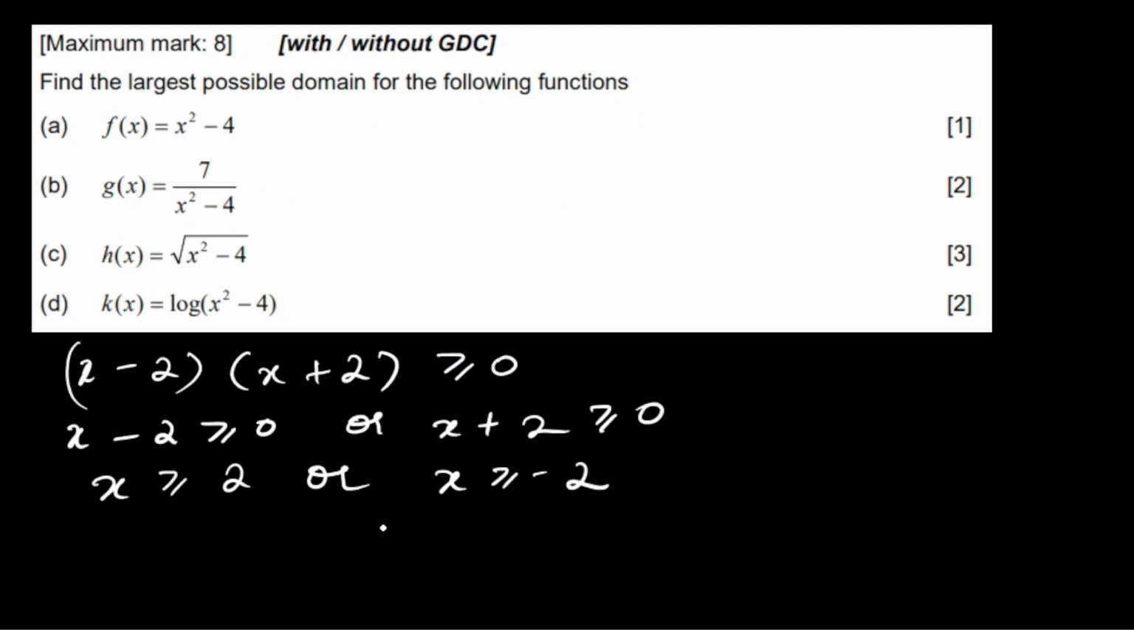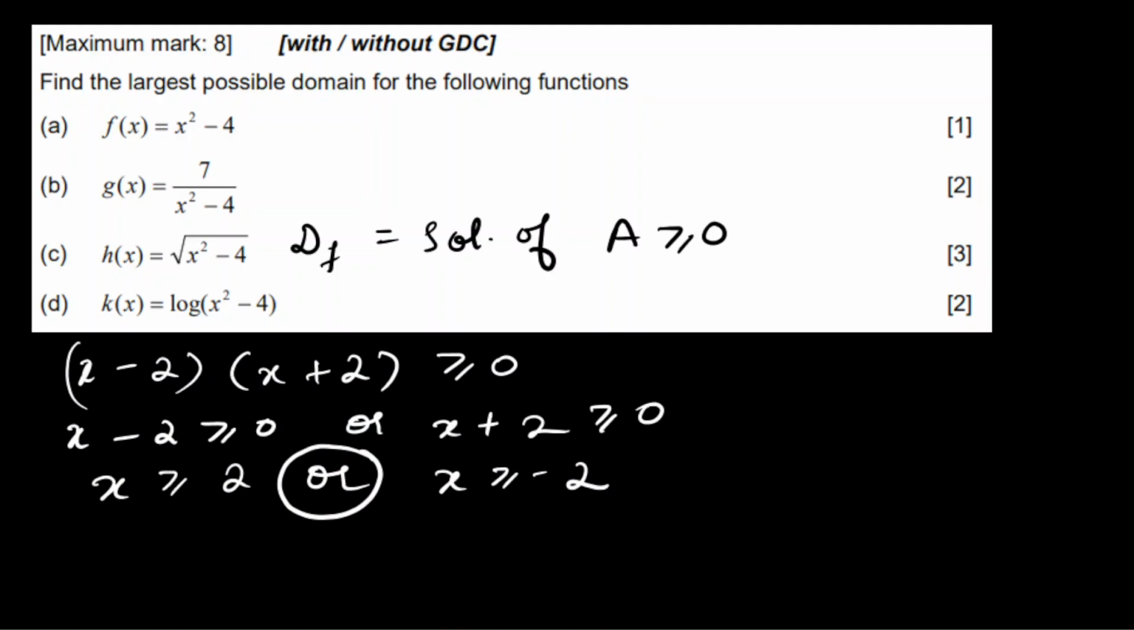So here we got x is greater than or equal to 2, or x is greater than or equal to minus 2. So two values we are getting here. So how to write now? Because "or" is there. In case of or, the domain of this function is the solution of a greater than or equal to 0, or root of a greater than or equal to 0.